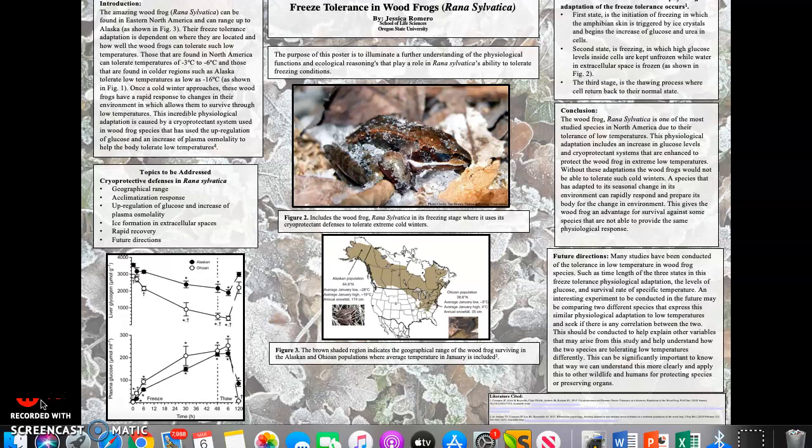So, let's say Georgia will have a much higher temperature than Alaska, because in Alaska it's about negative 16 degrees Celsius, and down in Georgia or Ohio it's about negative 3 to negative 6 degrees Celsius. How is it possible that this species can survive such low temperatures?